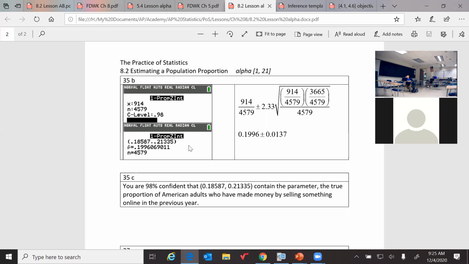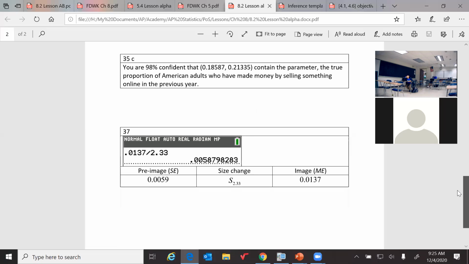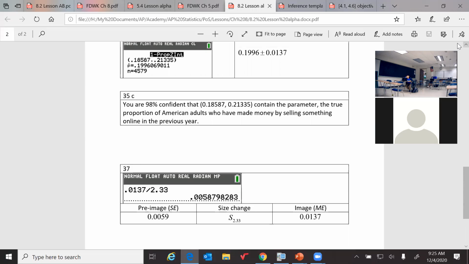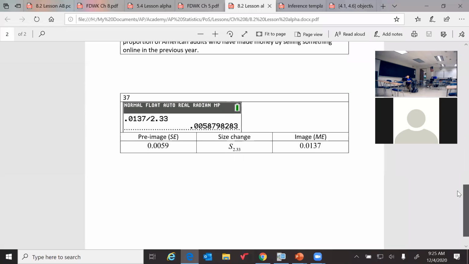37. So 37 says, calculate the margin of error. What does that mean? It means this. That we had, what? 19.96%. Here was the confidence interval. .1996 in the center. And then we add or subtracted 1.37%.